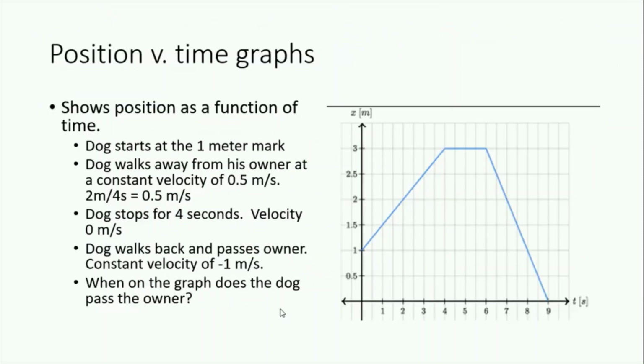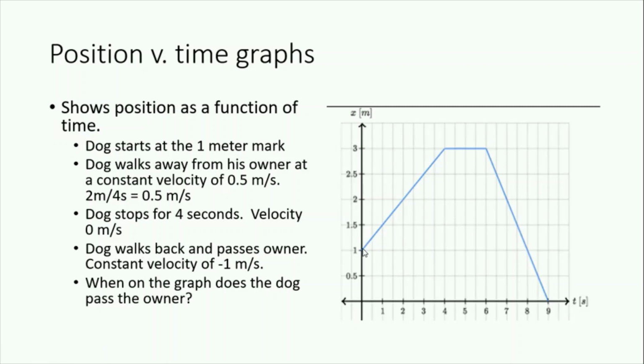Okay, we're going to look at our position versus time graphs. These are our first types of graphs that we're going to see and deal with. We'll go over what they mean and how to interpret one of them. Okay, so what I want you to picture is a dog, and he's out walking. The dog starts at the 1 meter mark, so our initial time would be 0, and he's starting at 1 meter.